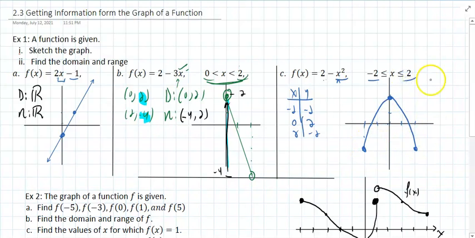There's my graph. Domain, again, domain is the allowable x values. It's -2 to 2. How about the range? The range is asking how high or low does this graph run. That's the allowable y values. Well, the lowest y value would be -2, and the highest would be 2. It's just a coincidence that those two match.